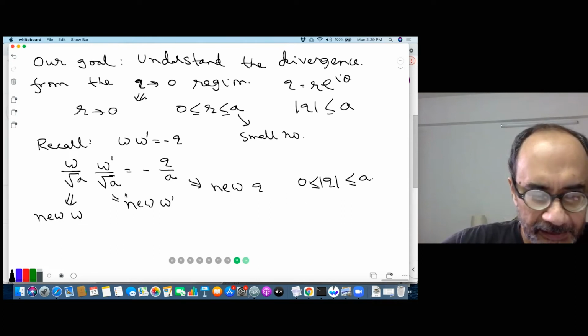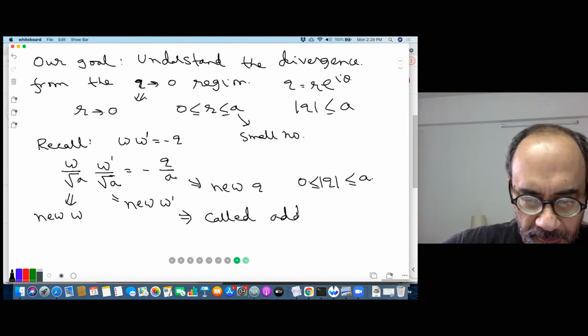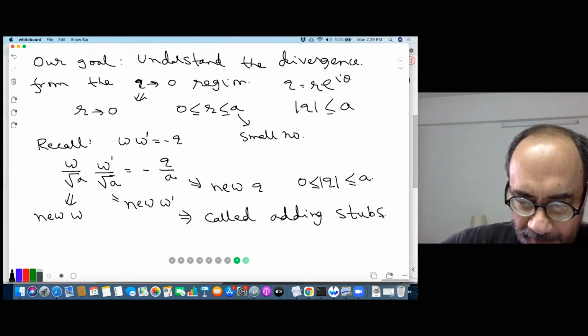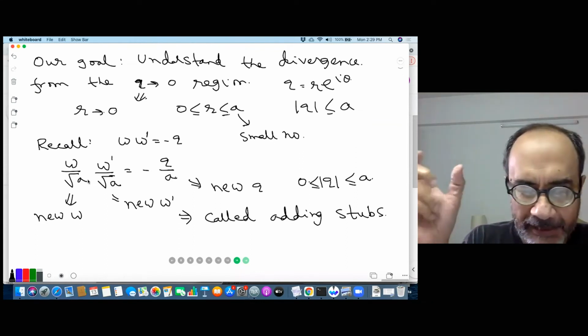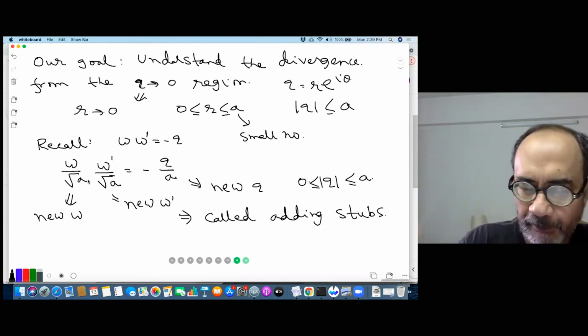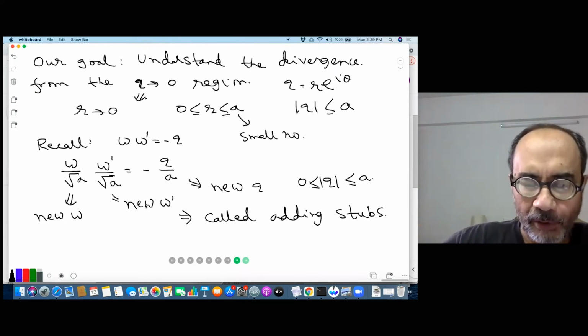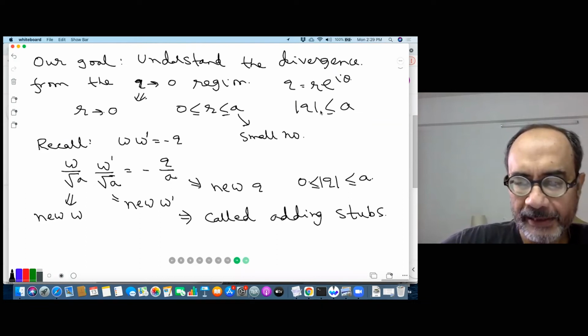This is sometimes described in the string field theory literature as adding stubs. I'll not try to explain why it's like adding stubs, but roughly, when you scale w, it's like adding something to log w, and that something, the log of a, is what is called the stub. In any case, what you are doing is this: we are basically scaling up the local coordinates so that when you restrict q to be smaller than or equal to 1, you are close to the singularity.